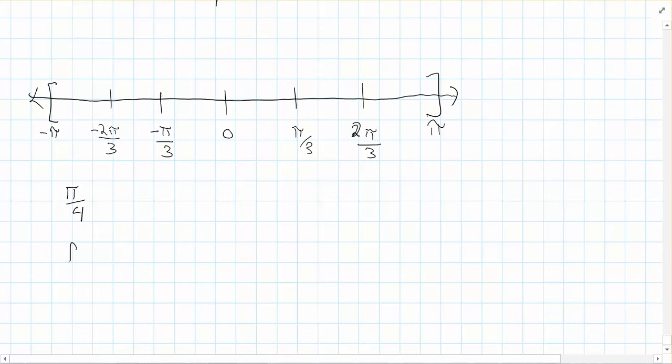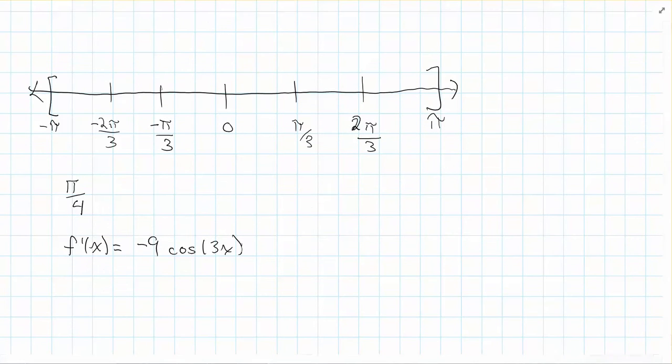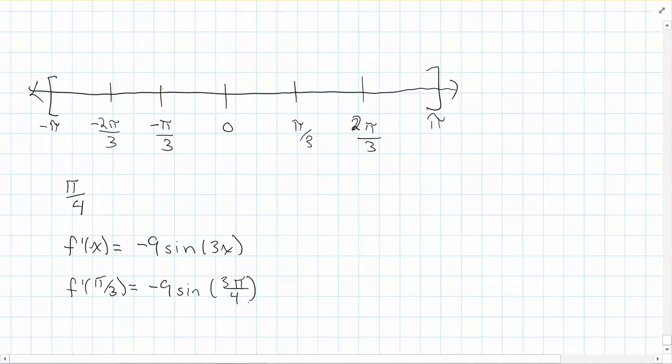So my f prime of x, remember, is negative 9 cosine of 3x. Let me double check that's correct. I'm sorry, that's not correct. Something didn't seem right. It's negative 9 sine of 3x. There we go. And so f prime at pi over 4 would be negative 9 times the sine of 3 pi over 4. And then you just have to figure out what this is. Now, I know that this is negative 9 times the square root of 2 over 2. The key thing here is the fact that this is negative. So what does that mean it's doing? It means we're going down.